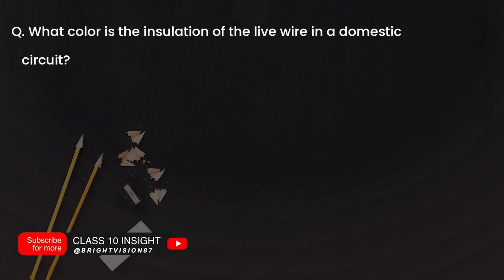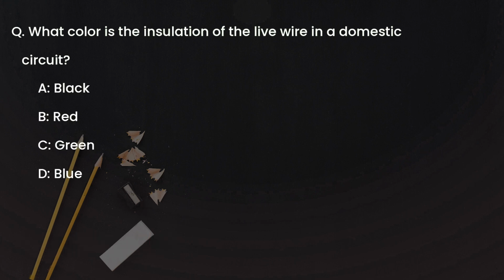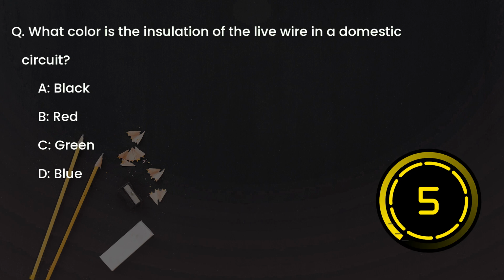Question: what color is the insulation of the live wire in a domestic circuit? Option A, black. Option B, red. Option C, green. Option D, blue. You have 5 seconds to answer the question.